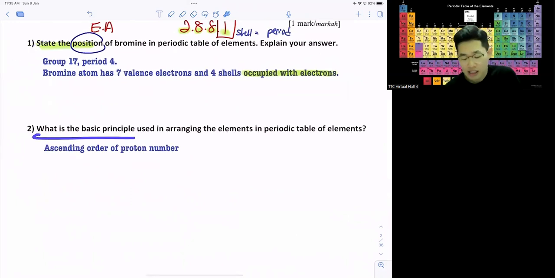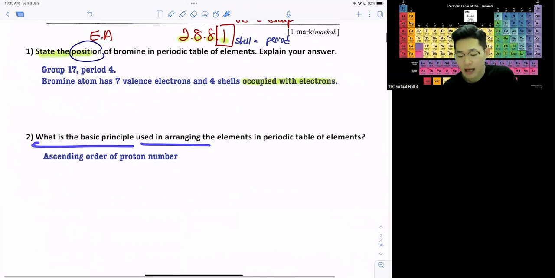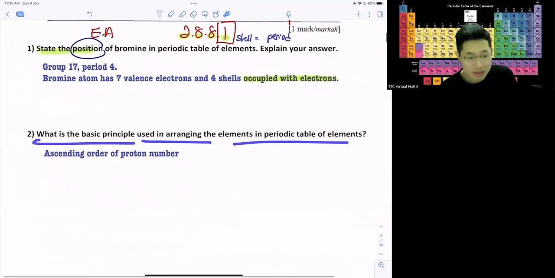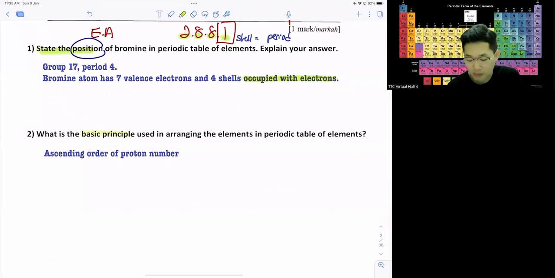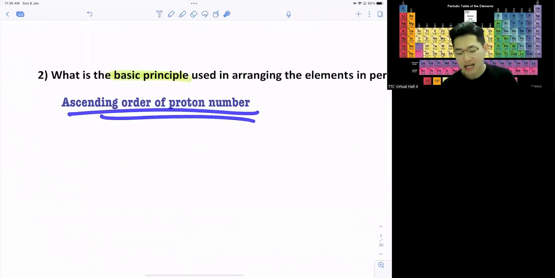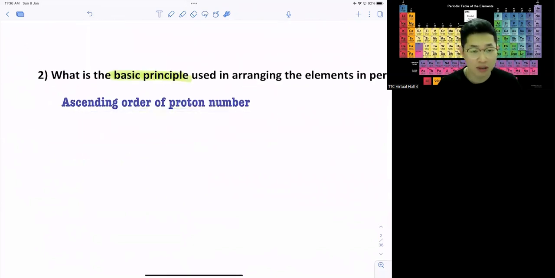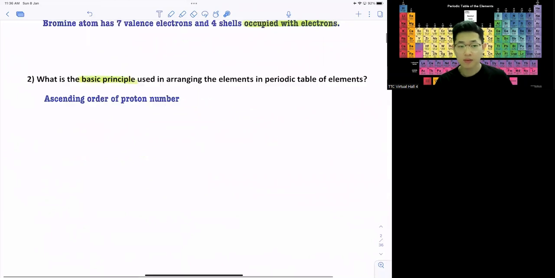Okay, what is the basic principle used in arranging the element in the periodic table of element? Basic principle. So that means how they decide which element comes first and comes later in the periodic table. How is it arranged? Hydrogen is the first one, helium is the second one. It is according to the ascending order of proton number. The first element in the periodic table has one proton, helium has 2 protons, and so on.